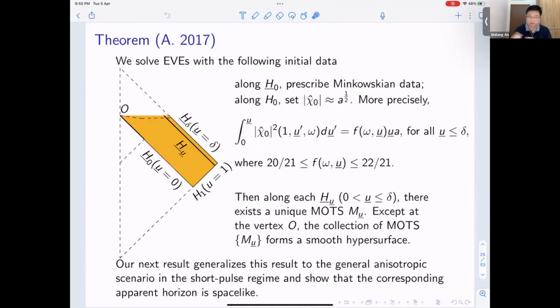Our next result, with Qing Han, generalizes this result to quite a general anisotropic scenario in the short pulse regime. And we also show that the corresponding apparent horizon, even for the anisotropic scenario, would be spacelike.